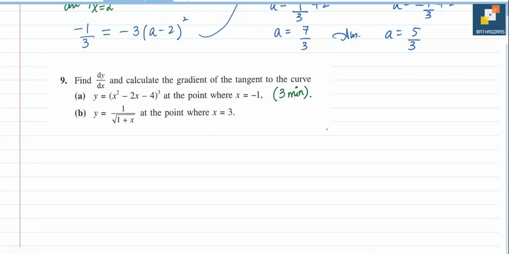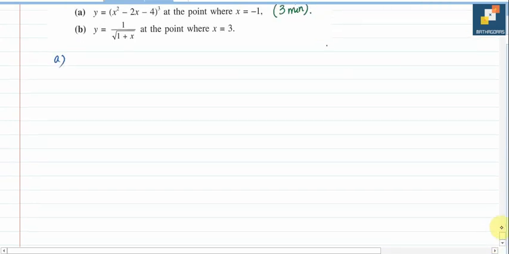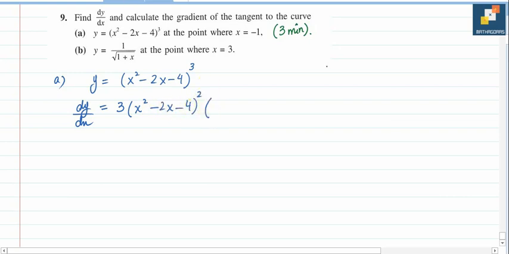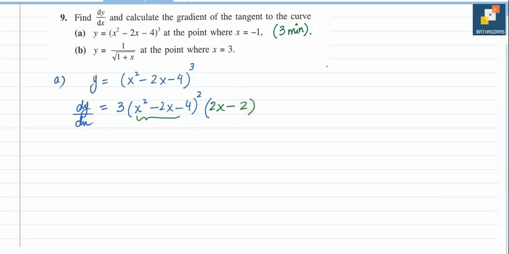Alright, for the first part, the question is y equals (x square minus 2x minus 4) with the power 3. First we need to start the differentiation. So dy by dx equals, first we write down the power, then subtract 1 from the power, so 3 minus 1 leads to 2, and then we need to differentiate the function. The derivative of x square minus 2x is 2x minus 2. So we have differentiated the function.